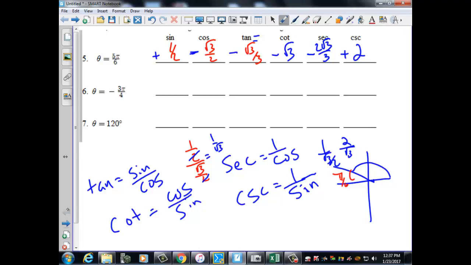So theta is negative 3 pi over 4. Where is negative 3 pi over 4?